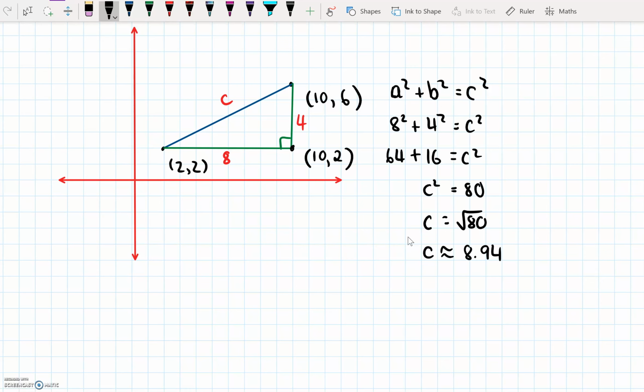Okay, it doesn't really get much harder than this. Okay, sometimes you might have to do more than one distance. Okay, you might have to do more than one line, but that's really it. Okay, good luck.